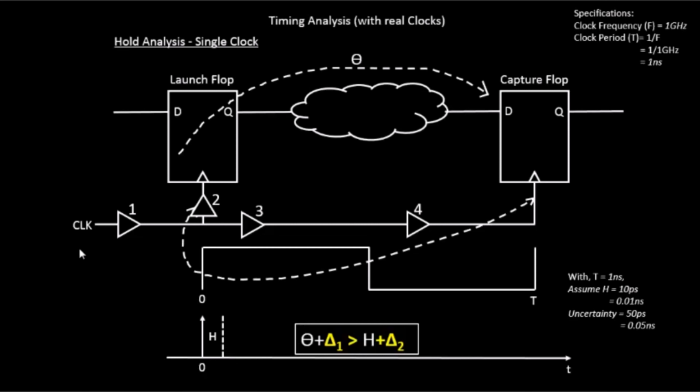So the clock signal which is supposed to reach the launch flop clock endpoint at delta 1 won't come at delta 1. It might come at delta 1 plus 50 picoseconds or delta 1 minus 50 picoseconds. So that uncertainty is still there. Similarly, for the clock to reach the capture flop clock endpoint, it might not reach exactly at delta 2, but at delta 2 plus or minus 50 picoseconds. So that uncertainty is possibly there.